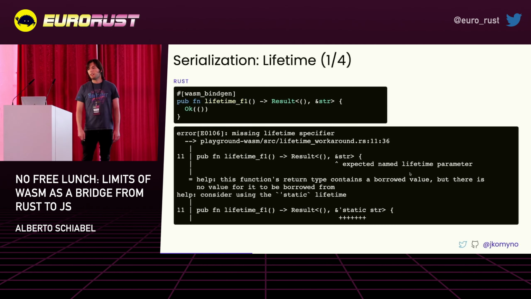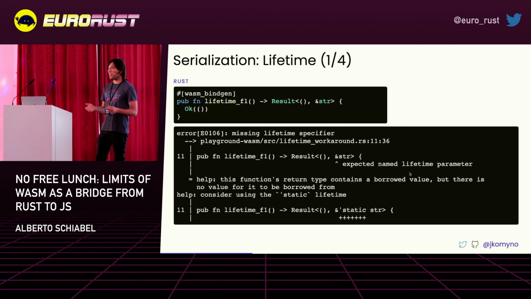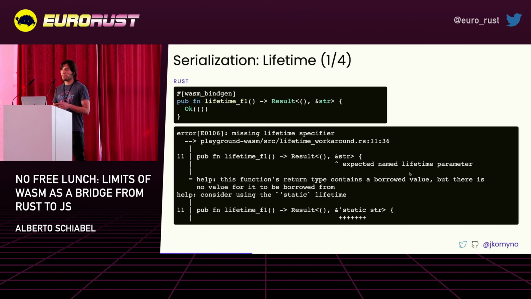Let's move on. Lifetime. A lot of Rust data structures will likely have lifetime definitions, right? Well, you can't really share them to JavaScript directly. You will need to hide them somehow or transform them somehow.